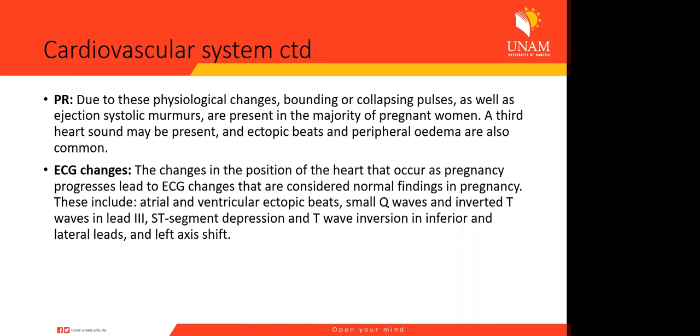ECG changes also occur in pregnancy, and this is due to the different position of the heart during pregnancy. Some of these changes are considered physiologic, all right, and you may have physiological changes in the atrial and ventricular ectopic beats. You may have some small Q waves, inverted T waves, especially in lead 3. You can have ST segment depression, and you may even have T-wave inversion in the inferior and lateral leads. And most of the time you can have a normal left axis shift. These are normal ECG changes that are common in pregnancy.